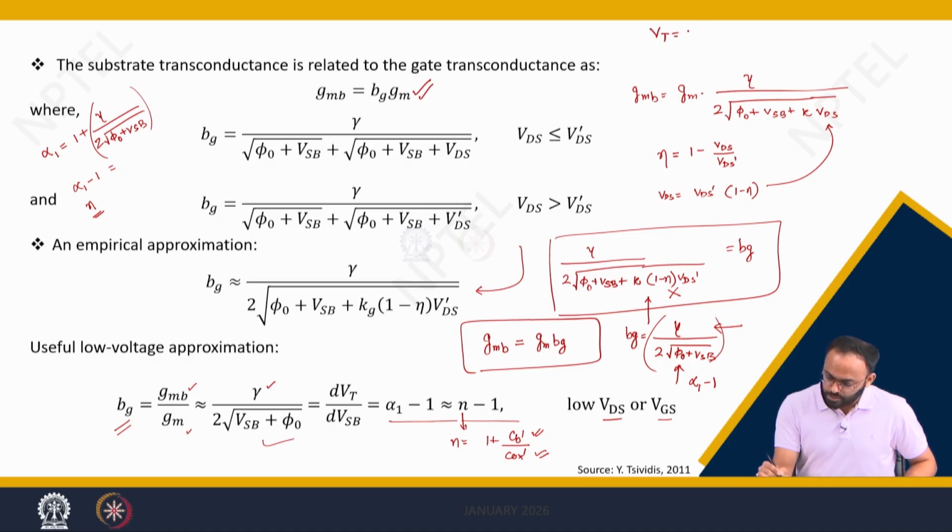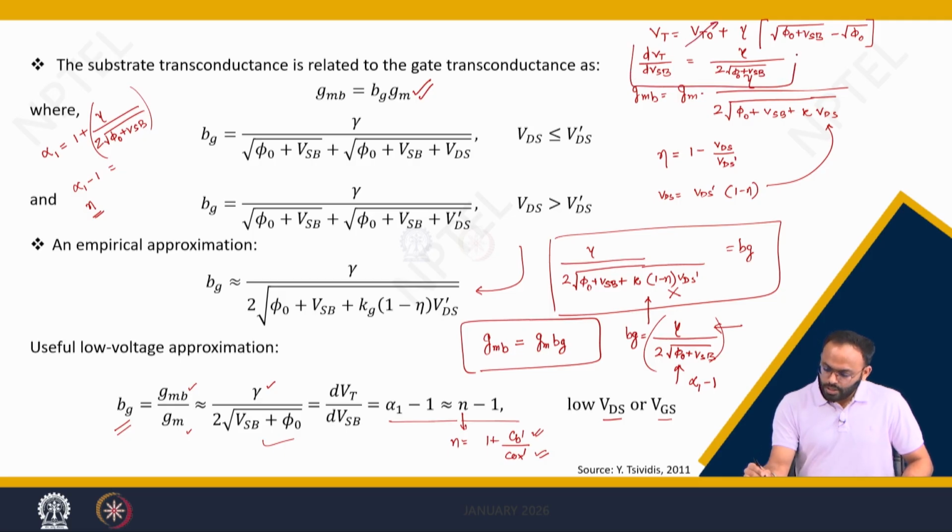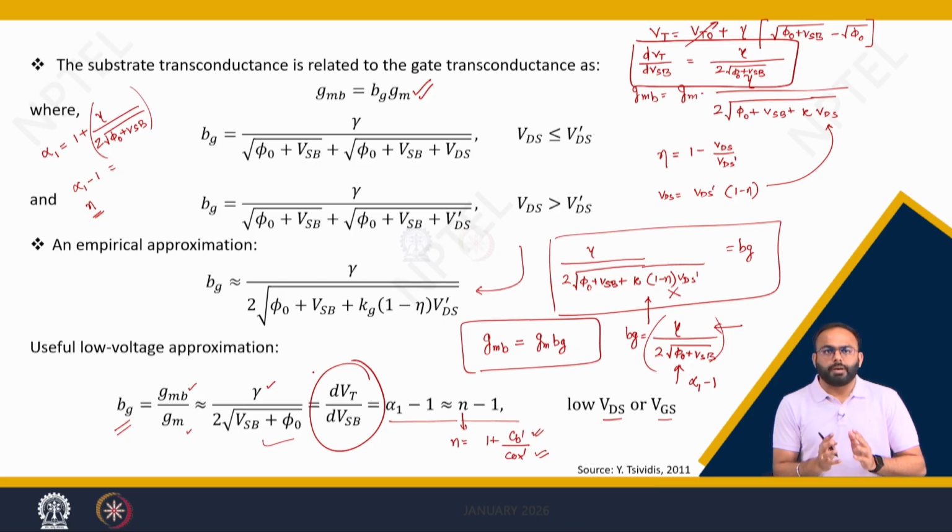Remember, VT is equal to VT naught plus gamma times the square root of phi naught plus VSB minus the square root of phi naught. These equations we have defined in our previous lectures. So, if you take the differentiation of the threshold voltage with respect to VSB, you will end up with gamma divided by 2 times the square root of phi naught plus VSB, because the rest is constant. So, you can replace this factor by delta VT divided by delta VSB also, considering VGS and VDS are small. Here we are interrelating the small signal parameters.